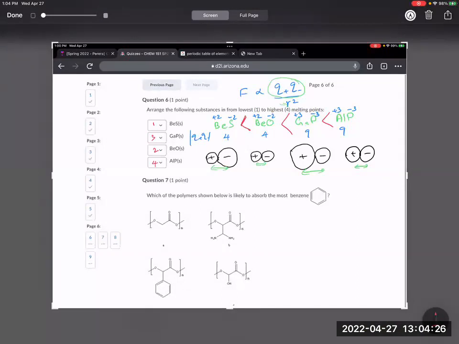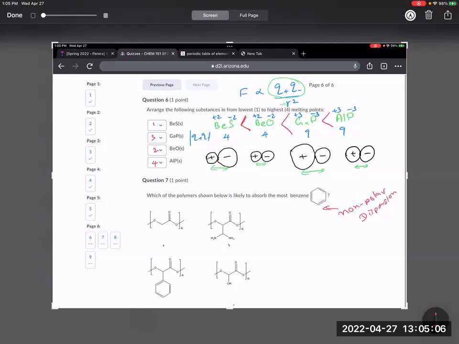Which of the following polymers shown below is likely to absorb most benzene? Benzene is a non-polar compound, with only dispersion forces. Therefore, it is more likely to interact with polymers which are more non-polar. So it is less likely to interact with polar interactions of polar molecules, and more likely to interact with non-polar molecules, because like interacts with like.